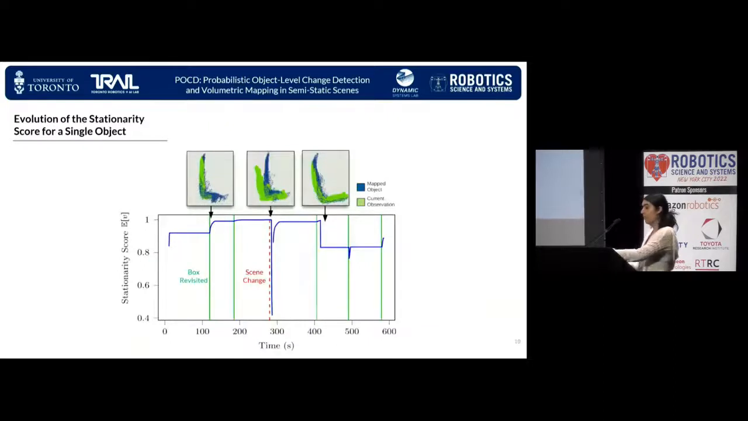To see our Bayesian model in action, we look at the evolution of the state distribution of just one box in the scene. Before the scene changes, the measurements align very well with a stored model of the object, so the stationarity score goes to 1 after just visiting the box twice. After the scene changes, however, the robot detects a significant mismatch, the stationarity score drops below a threshold, and the box is wiped and reconstructed at its new location.